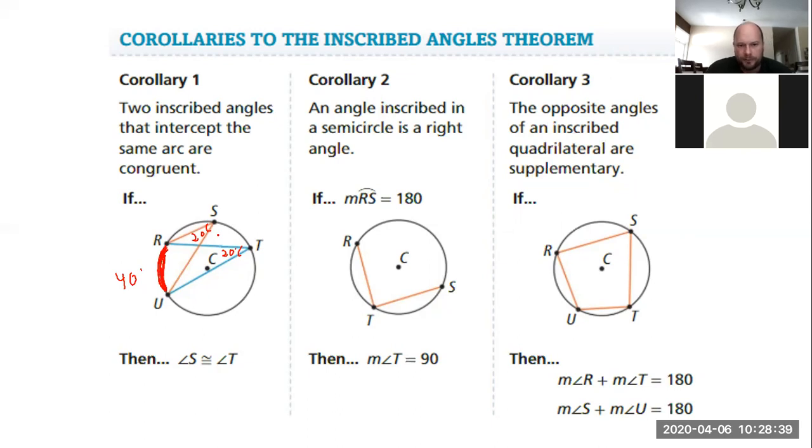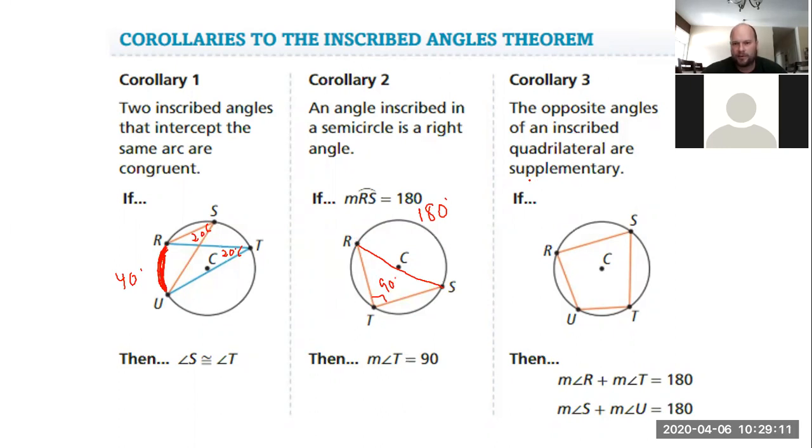For corollary number 2, the inscribed angle in a semicircle is a right angle. Because again, we know that a semicircle is 180 degrees. So if I draw a diameter straight across here, we know that this arc over here is 180 degrees. Well, if that's 180 degrees, then this angle is going to be half of that, which makes it 90. So anytime you have an angle inscribed in a semicircle, it will always be 90 degrees.